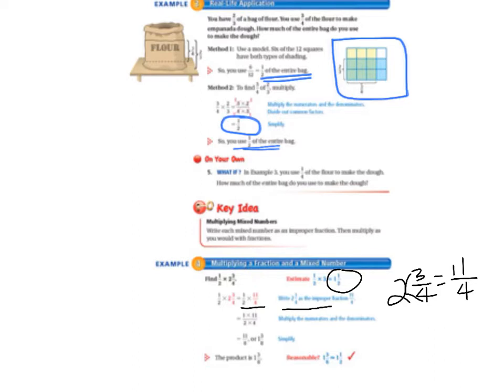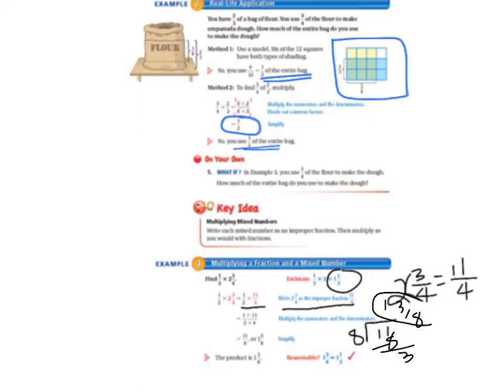So we wrote 2 3/4 as an improper fraction, and then we are going to multiply the numerators and the denominators. There are no common factors here that we can divide, so when we multiply we get 11/8, and we need to simplify that so we don't have an improper fraction. So we take 11 and we divide it by 8. 8 goes into 11 one time. 11 minus 8 is 3. So we end up with 1 3/8.